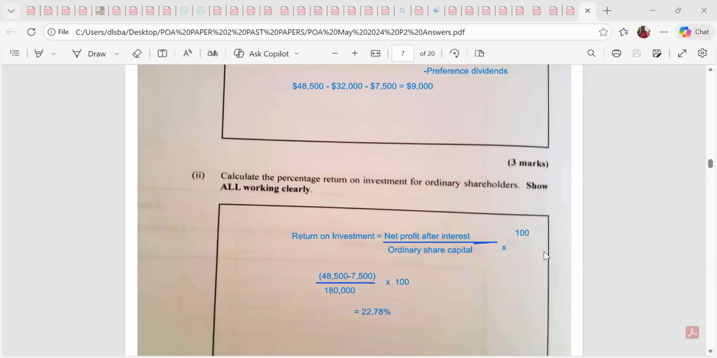Just in case ratios come, make sure they know all your ratios. Just in case it comes. I'm not saying it will. I don't have a crystal ball, but just in case, prep for it, please.